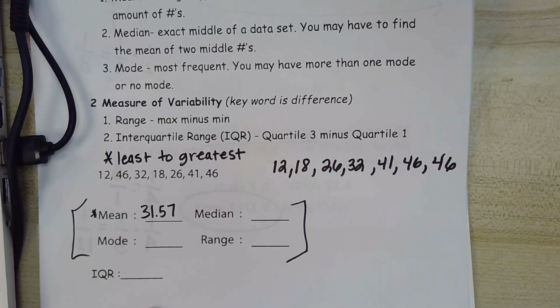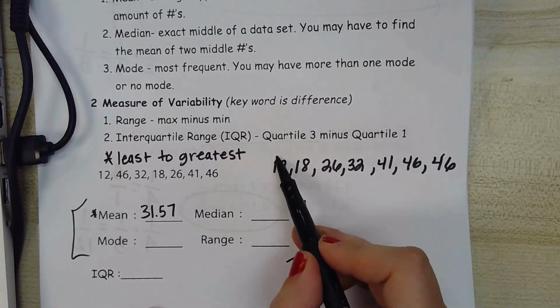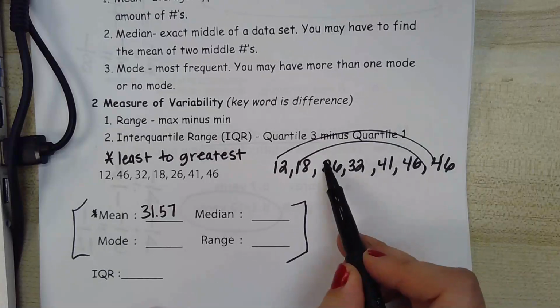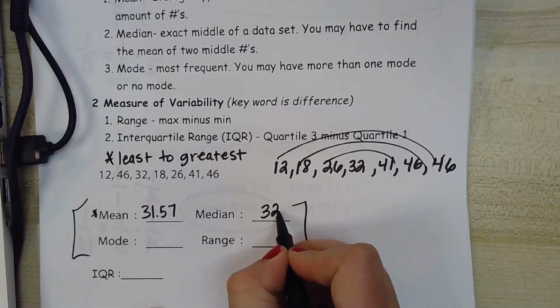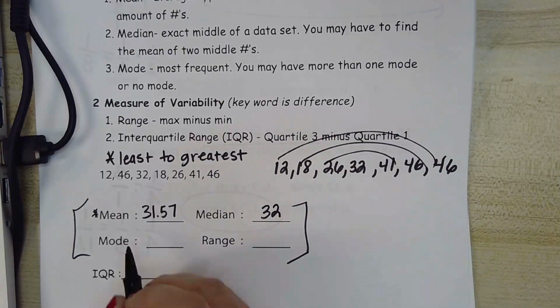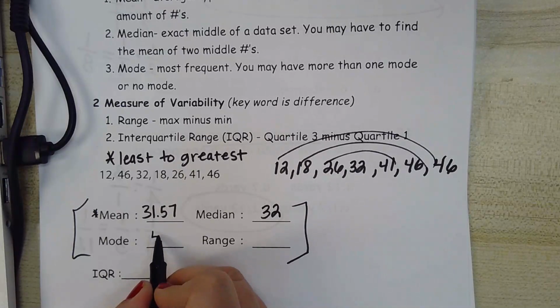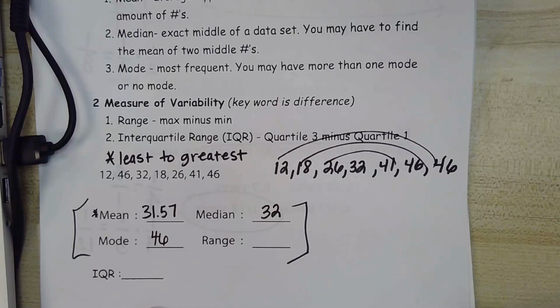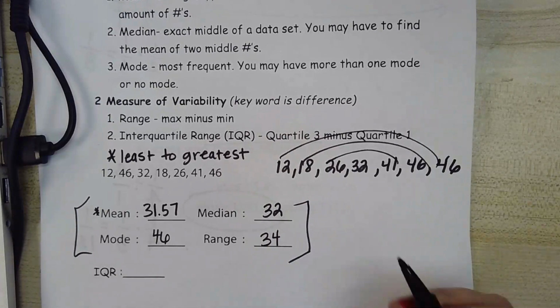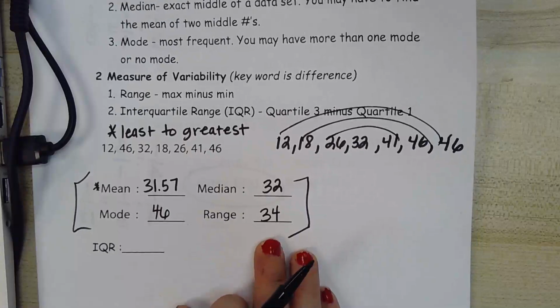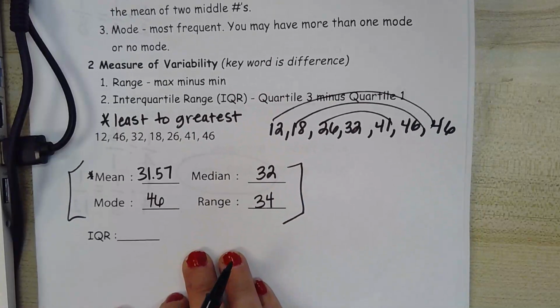Now, let's find our median here. Do we have to even worry about adding 2 numbers together? No, the exact one is 32. My mode is the most frequent, 46. My range is max minus min, 34.